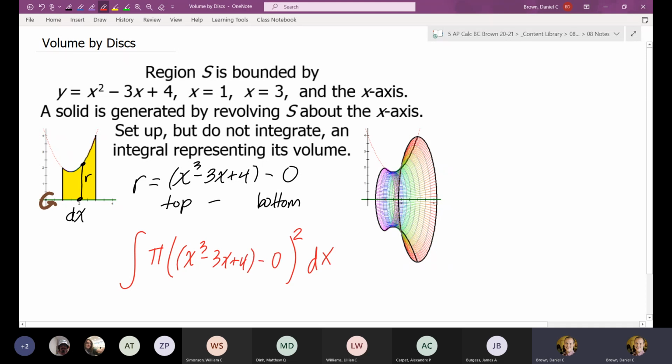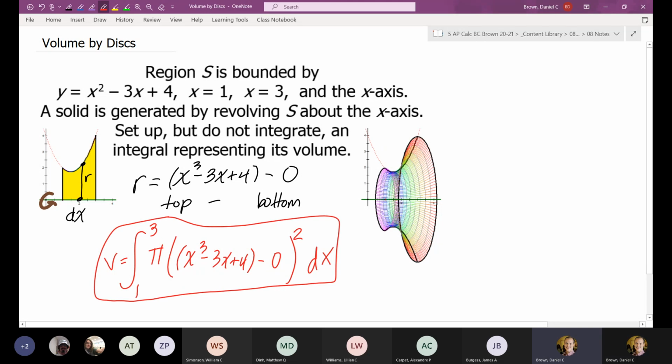So I plugged it in, and then we do need numbers on the integral sign. Well, if I'm in terms of x's, I need to have x values. This volume is starting at x is equal to 1 and ending at x is equal to 3. And that is our answer. Questions on that? Pretty straightforward.